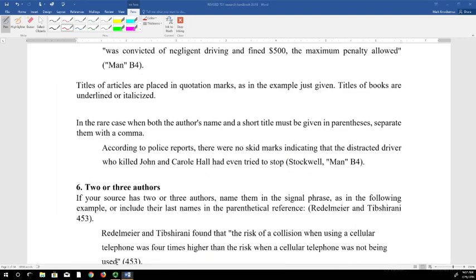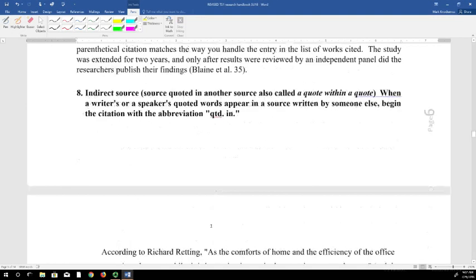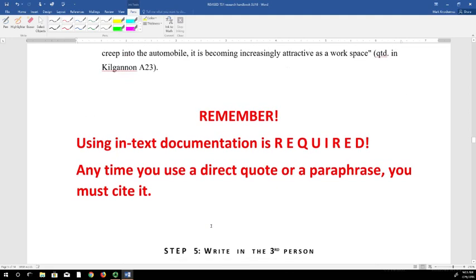Now, please be sure to remember that using in-text documentation is required. Anytime you use a direct quote or a paraphrase, you must cite it. It is not an option, it is required. So I urge everyone to please go back and review this lecture 2 and 3 times, as well to go through the example paper to see how all of those in-text citations fall in place.